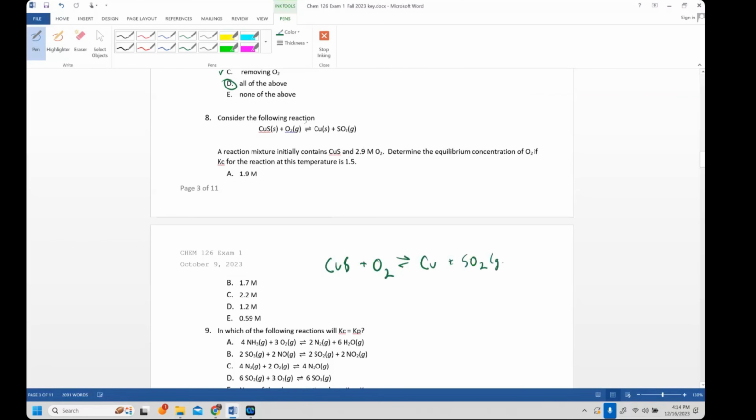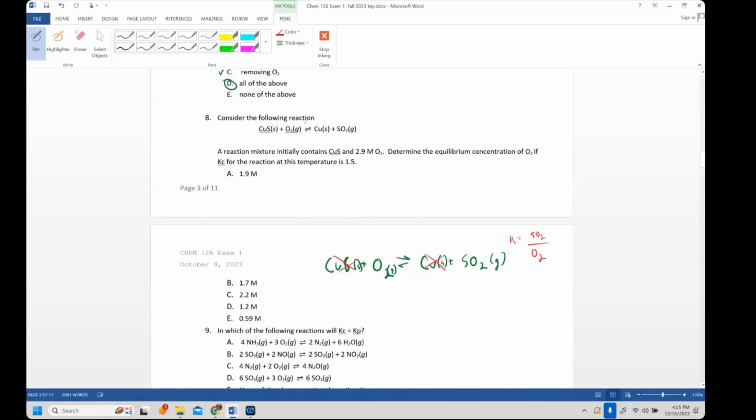And the states are important here because we know that in equilibrium expressions, solids and liquids don't count. Remember, it's only gases and aqueous. So our K expression for this is going to be equal. Well, I'm going to get rid of that for a second. We have to write our ICE chart. Our K expression, K equals SO2 divided by O2. Since those are the only gases, the copper and the copper sulfide don't matter.